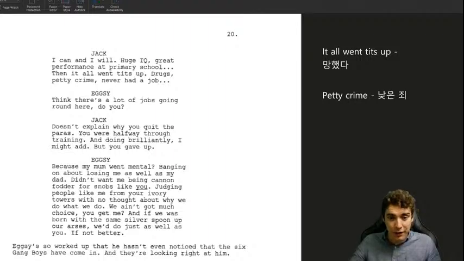꼬였다, 일이 꼬였다. Okay, that's probably what it means. Open the hell gate in my life. Mild crime. Yeah, okay, mild crime. Yeah. 경범죄. Okay, thank you. 경범죄.